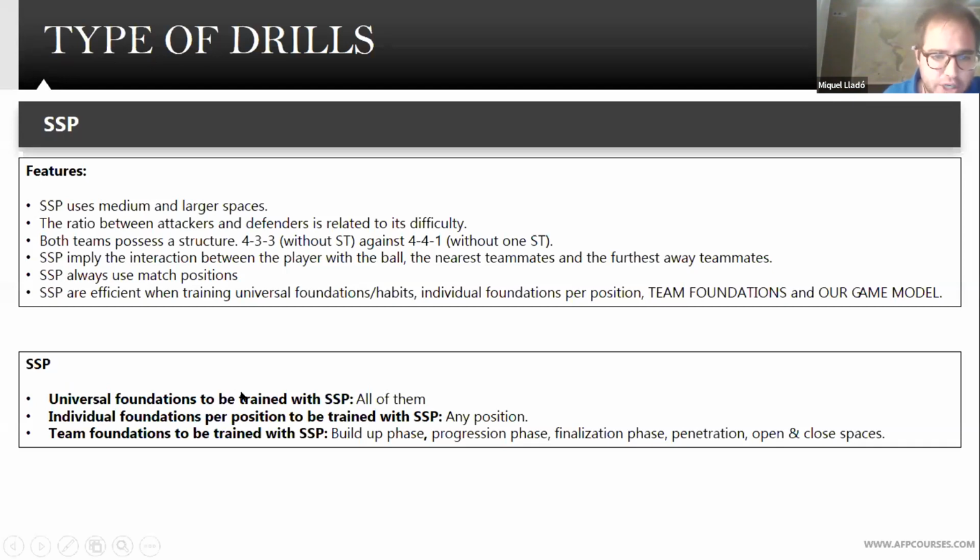SSP, what universal foundations? All of them. What foundations per position? All of them. What team foundations with SSP? Build-up phase foundations, progression phase foundations, finalization phase foundations, penetration movements, which are included in the last third, open and close spaces as such, which imply all three lines at the same time, both the possessor, near teammates, and farther away. That means the three spaces, open and close spaces. So many things can be trained with an SSP.